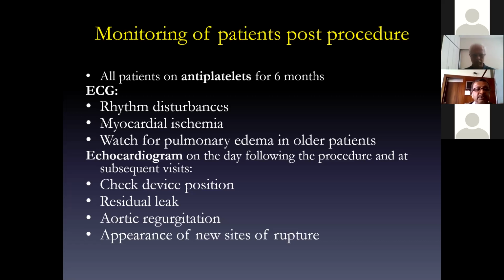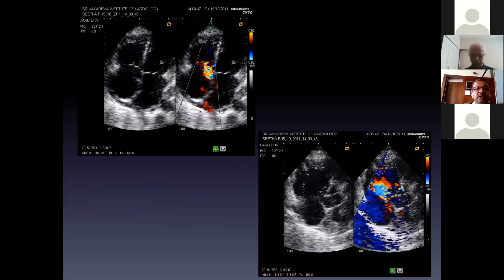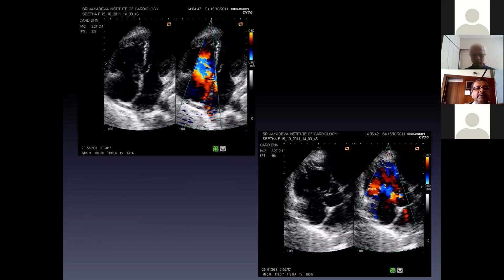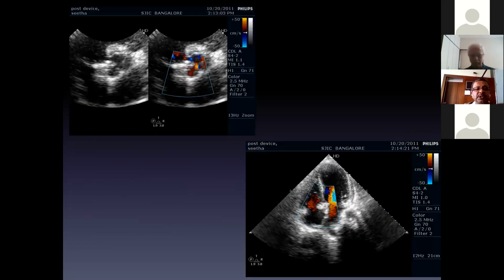Echocardiogram is extremely important to check the device position, residual leak, and the appearance of new sites of rupture, which could happen. So this is how some of the cases look, the echo pictures after the device deployment into the RA, where you could see that device.